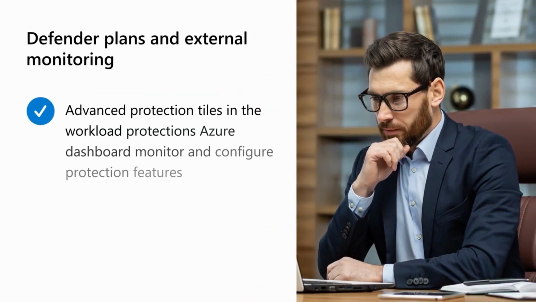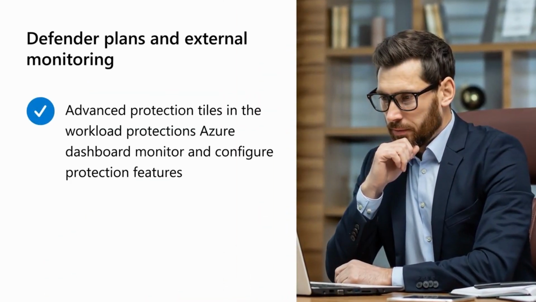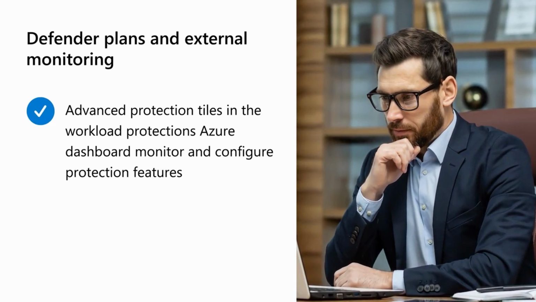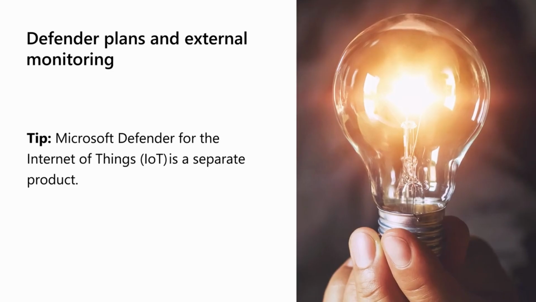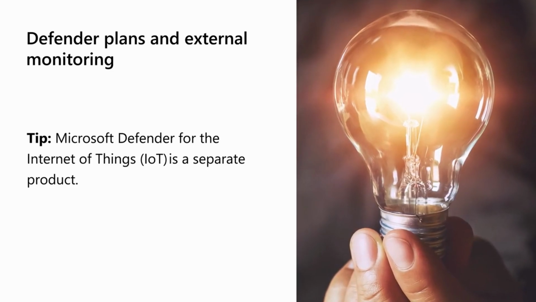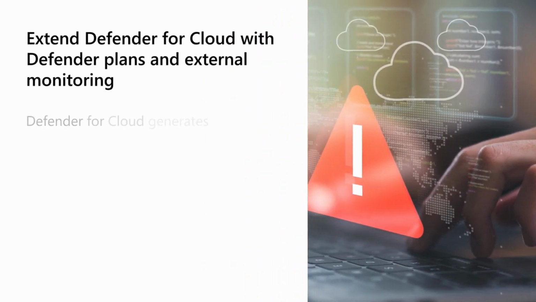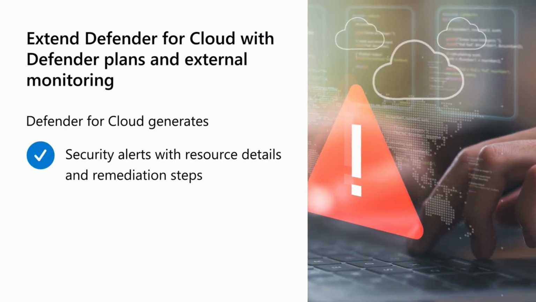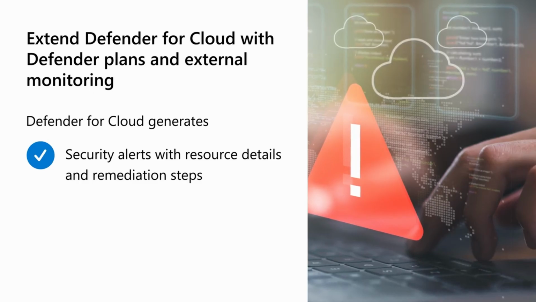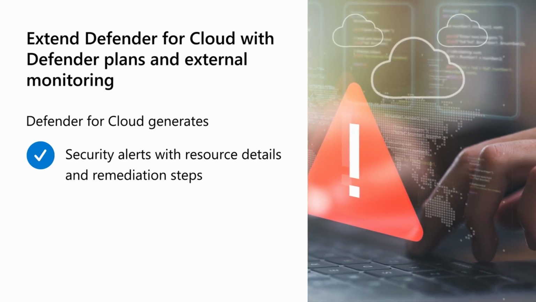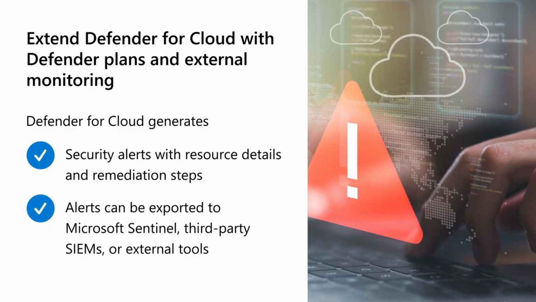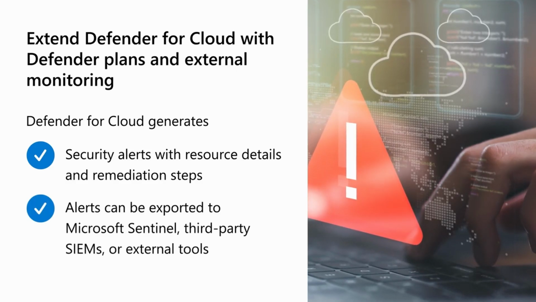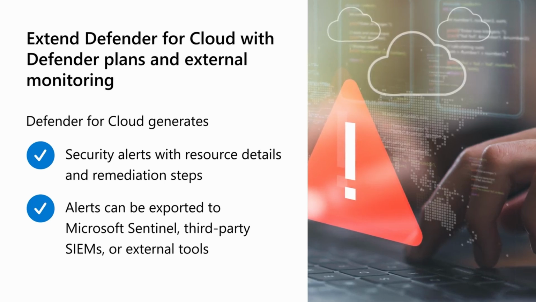Keep an eye on the Workload Protection's Azure dashboard, where you can monitor and configure each advanced protection feature. Just a quick tip, Microsoft Defender for the Internet of Things, or IoT, is a standalone product, separate from the others. When Defender for Cloud detects a threat, it generates a security alert that provides details of affected resources, recommended remediation steps, and the option to trigger a logic app if needed. You can export these alerts to Microsoft Sentinel, third-party security information and event management SIEMs, or other external tools.